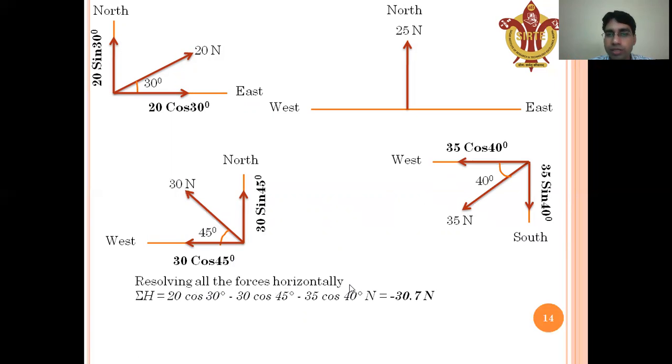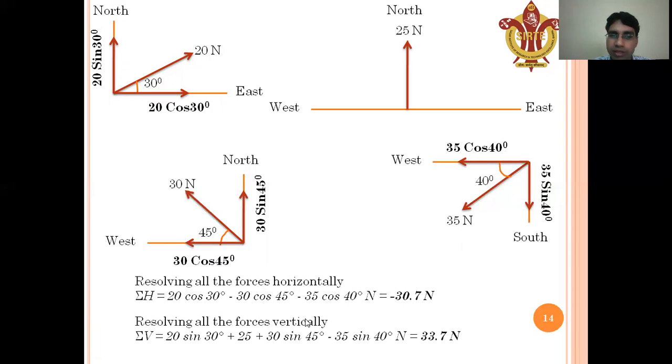So, resolving all the forces horizontally, these are the horizontal forces. We have to calculate the summation of H: this one plus this one, that is 0 already, plus this one plus this one. We have to take the directions along with them. This is east, this is west, this is west. I have taken the east direction as positive, and these two directions are opposite. So 20 cos 30 minus 30 cos 40 minus 30 cos 45, and after the calculation we get 30.7 Newton.